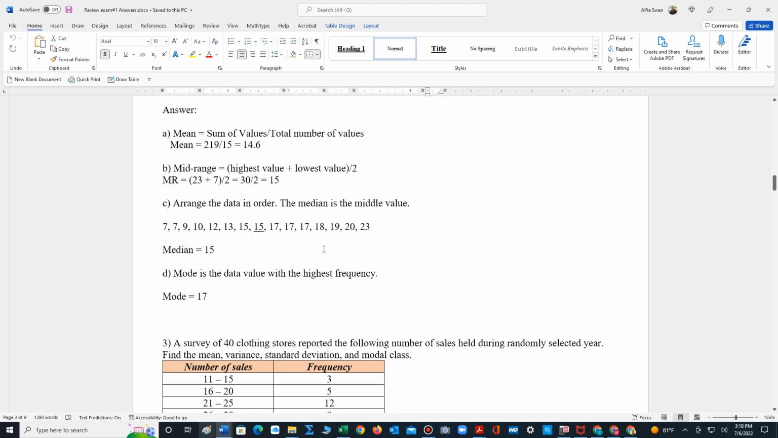In this case, since we have an odd number of values, the middle value is the median, which is 15. Finally, the mode is the data value with the highest frequency, or has the most repetitions. In this case, it has to be 17. It has a frequency of 3, so it repeats 3 times, more so than the other data values.